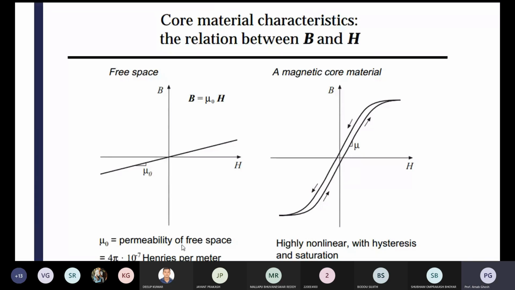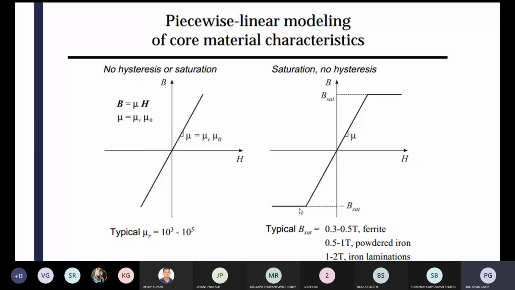Zero permeability, the free space is 4 pi into 10 to the power minus 7 Henry per meter. And highly nonlinear means it is the real-time factor: the hysteresis and the saturation. Now, the piecewise linear modeling for the core material characteristics: no hysteresis or saturation if it is the ideal case.